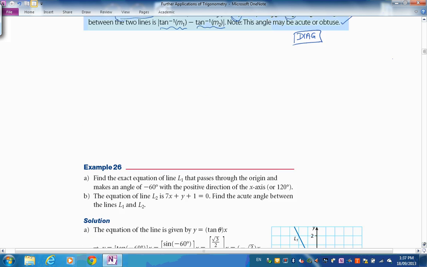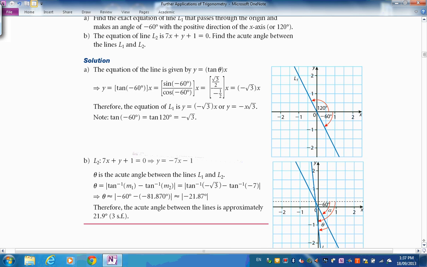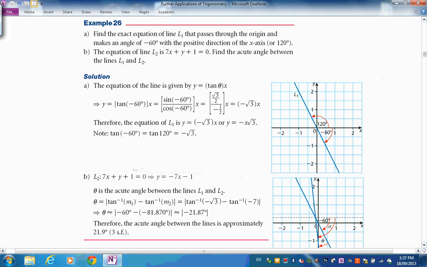Okay, so let's have another look at one of these. And here we have, find the exact equation of line L1, which passes through the origin and makes an angle of neg 60. Okay, so the c value is 0. And what's mx plus c? Well, we could use this form, y equals tan theta x, remembering that m is equal to the tan of theta. Okay, so what's the angle that it makes with the axis? It's neg 60.